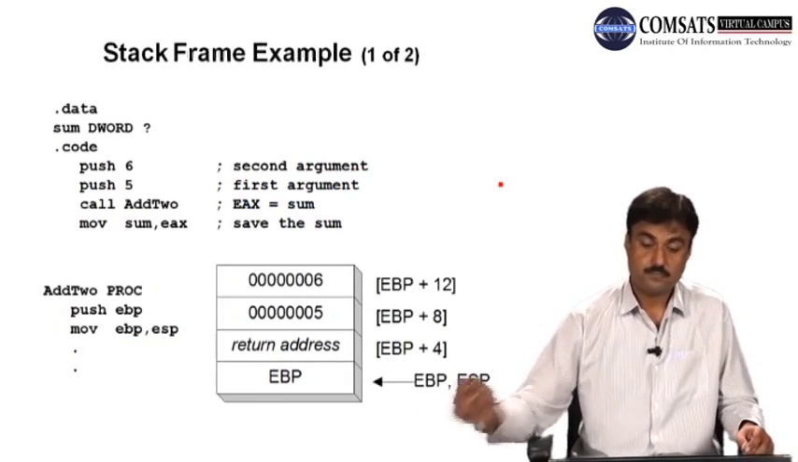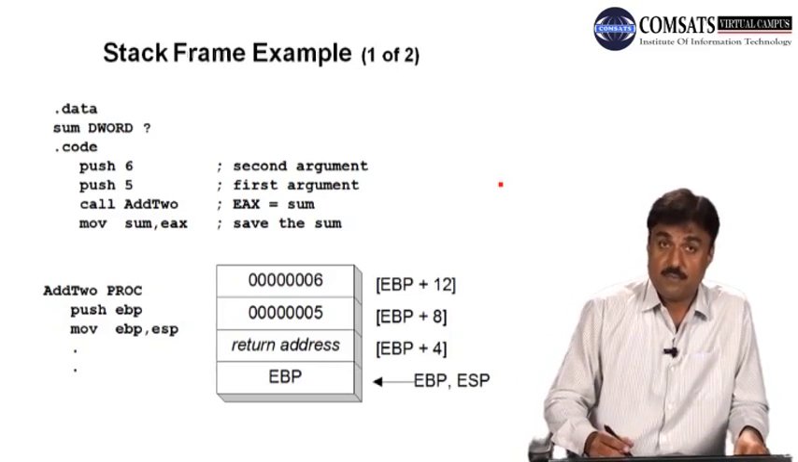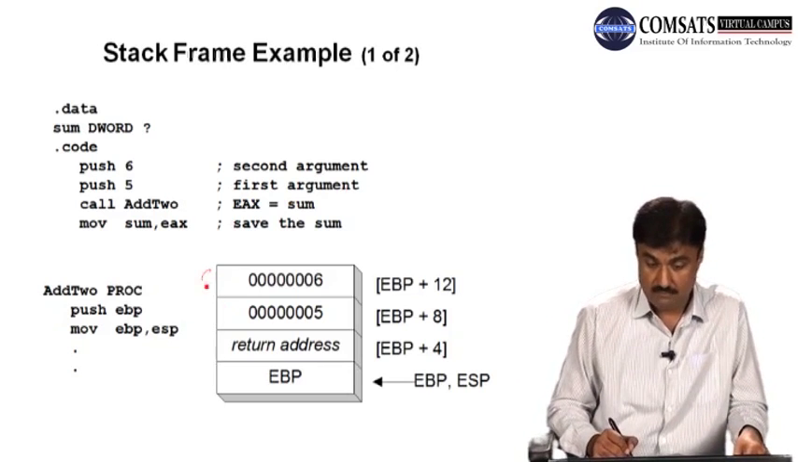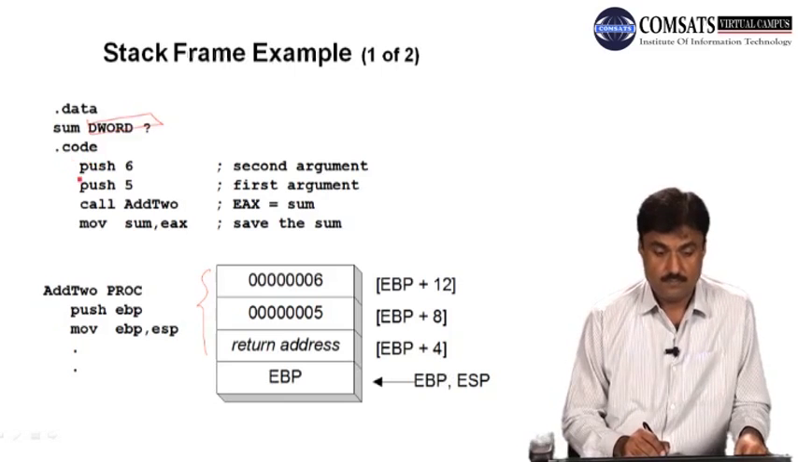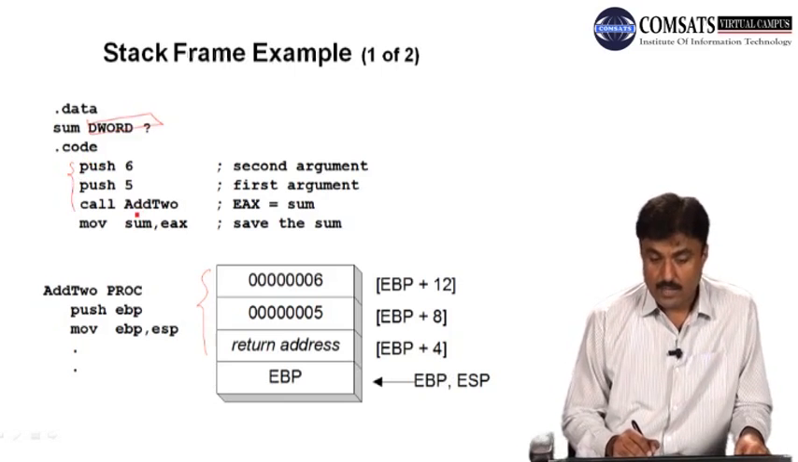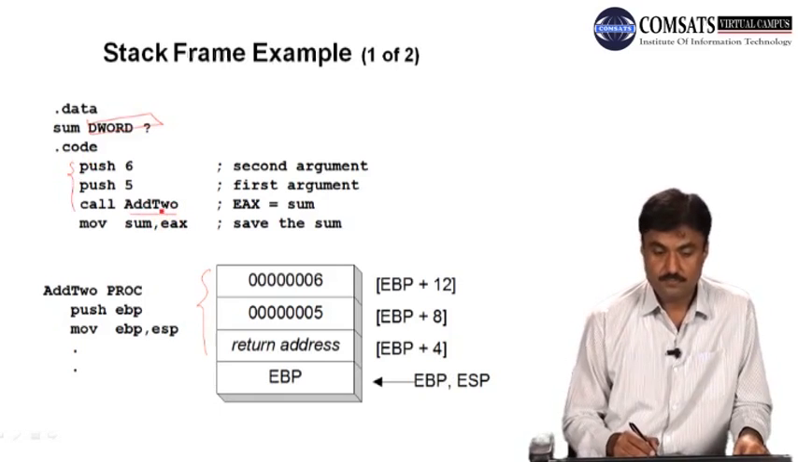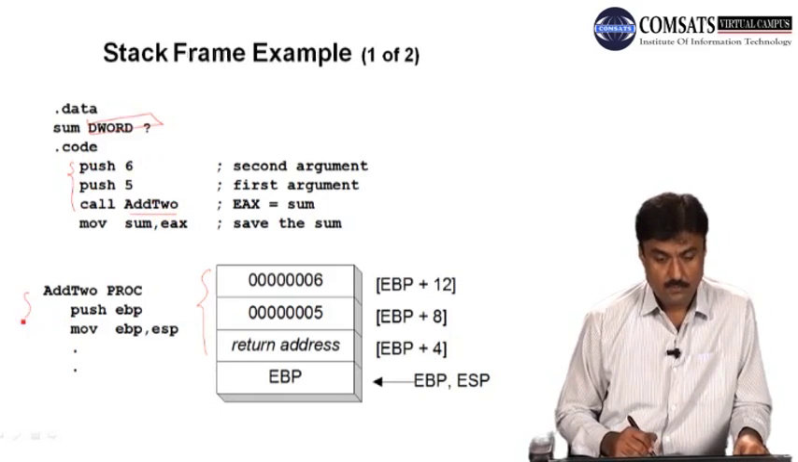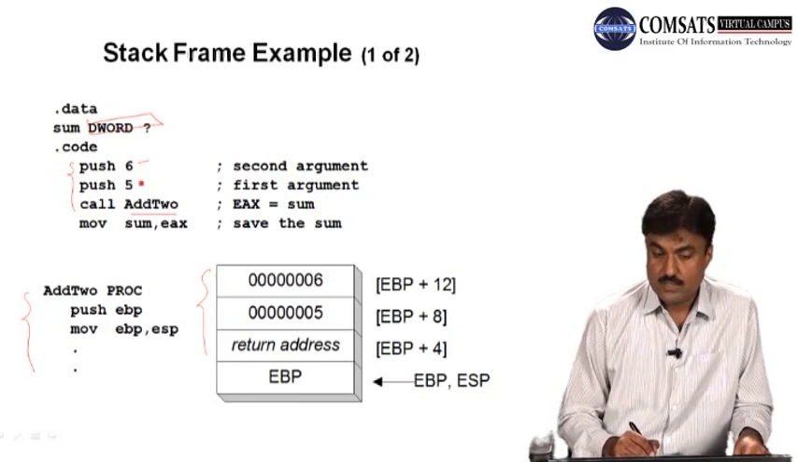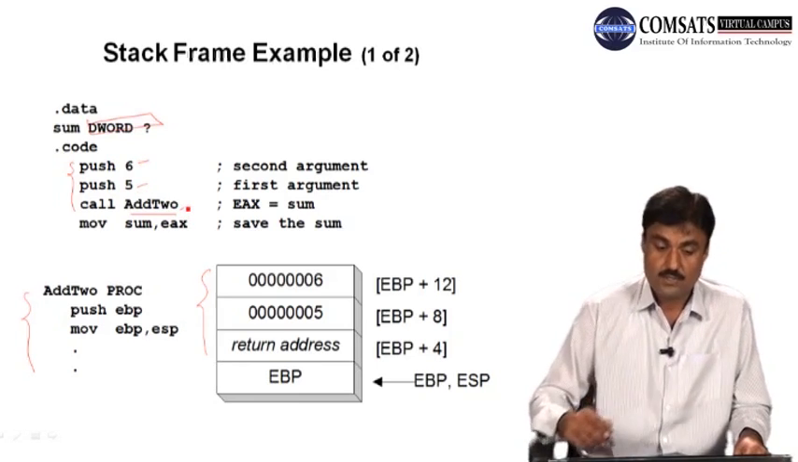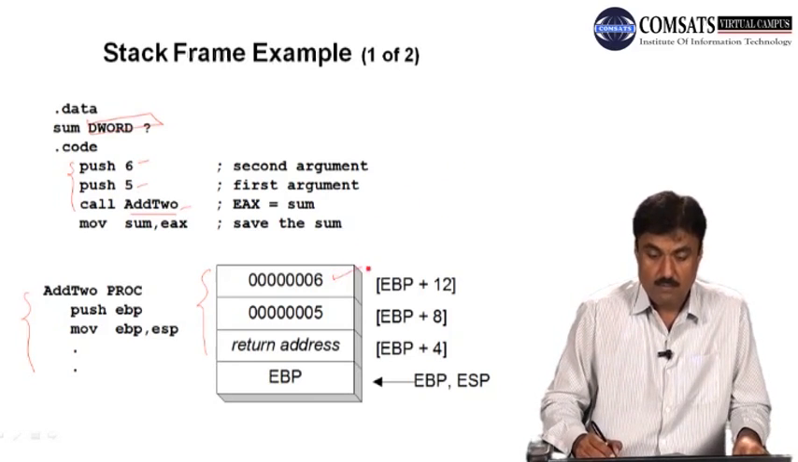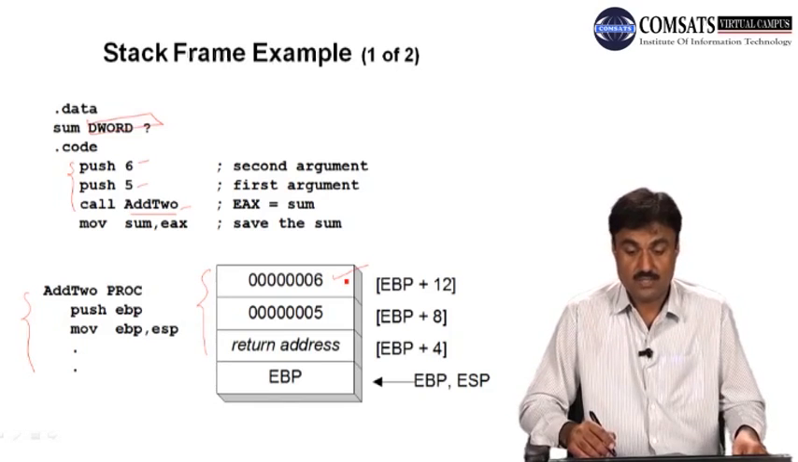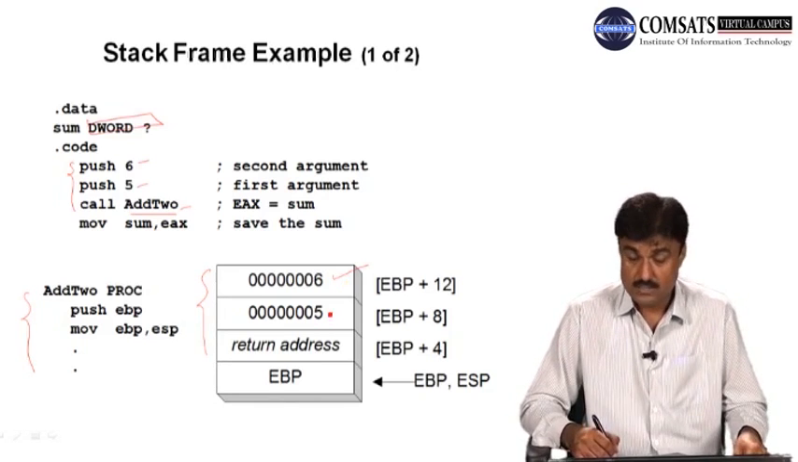Now here you can see this is the stack frame example. This whole area is the stack frame. We have this double word sum. Okay, we have the code. What we do, we call add2, and add2 is a procedure. First we push 6, push 5, and we call add2. So first this argument is being stored inside the stack.